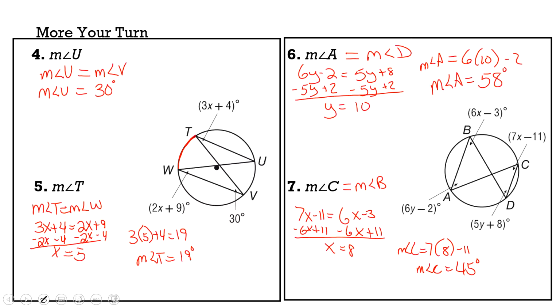Question 6, again, A is opening up onto the same arc that D is, so A and D are equal, so 6y minus 2 is going to equal 5y plus 8. Do our algebra, we find out y equals 10. Plug it into the measurement for angle A, and we find angle A was 58 degrees, which also makes angle D 58 degrees.